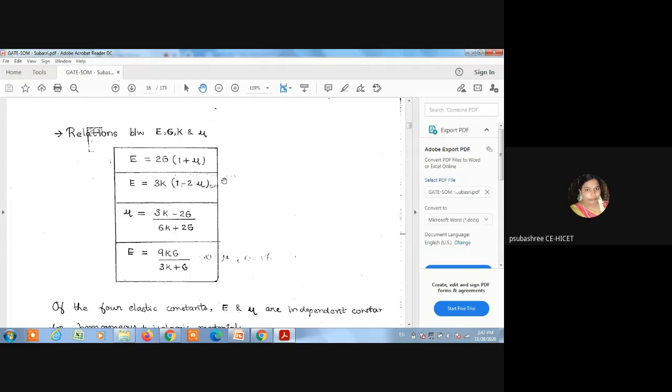Then what is the relation between the 3 moduli? This is the last formula. Capital E is equal to 9KG divided by 3K plus G.